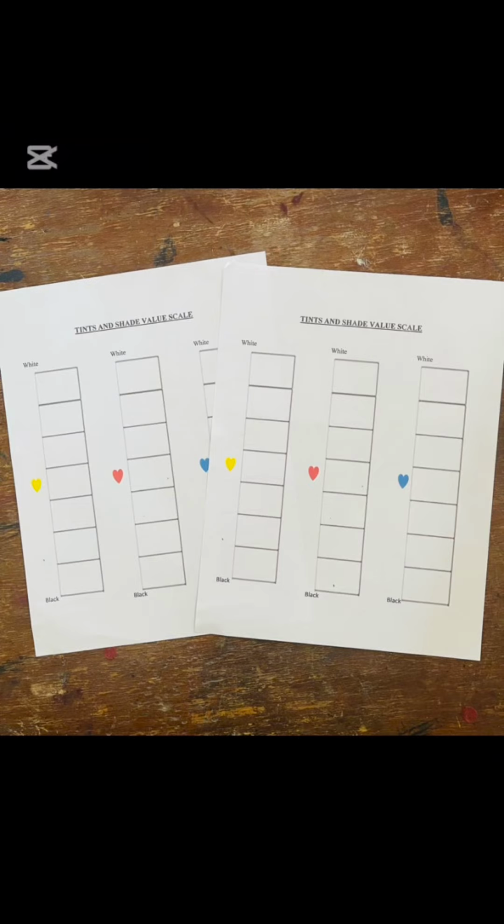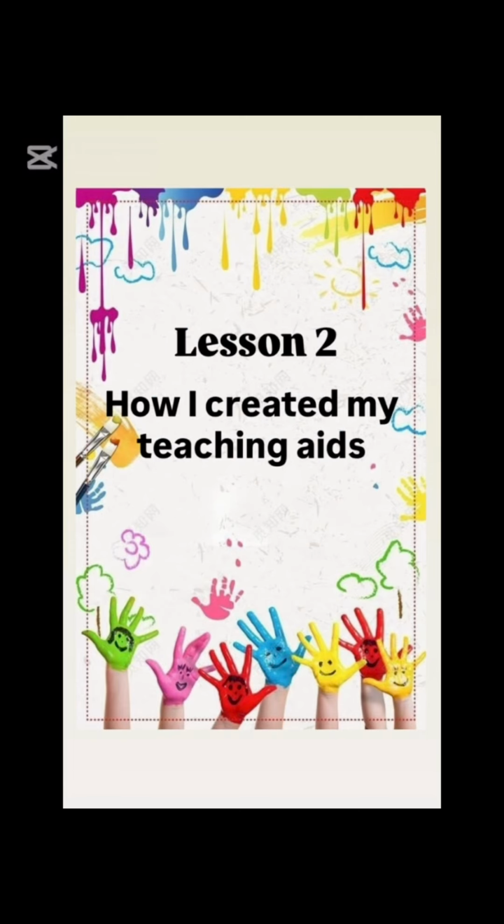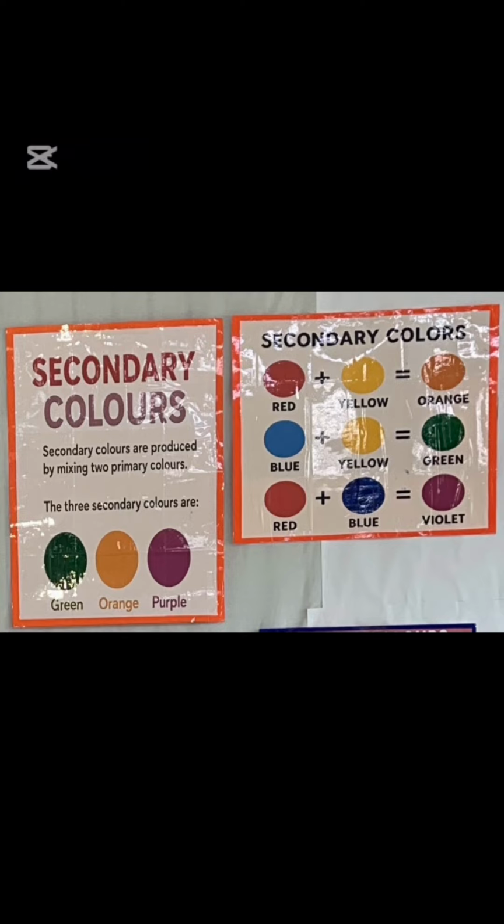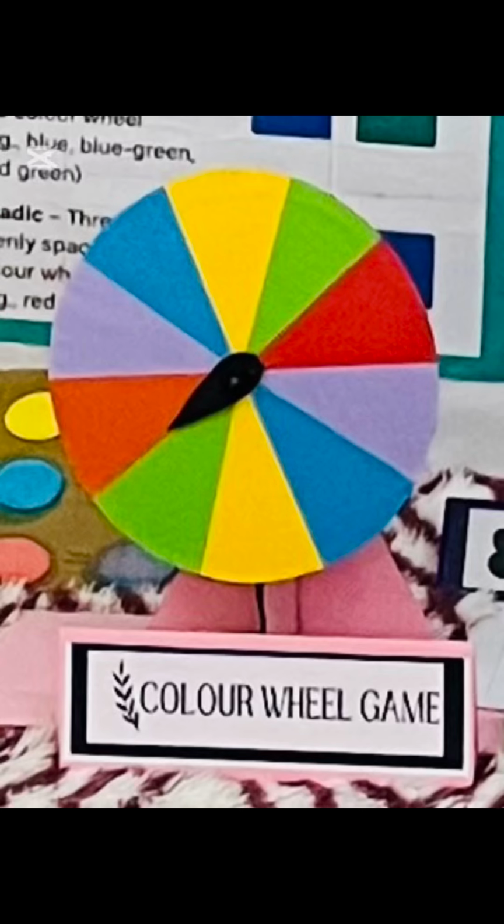showing tints and shades. We will now move on to Lesson 2: how I created my teaching aids. The teaching aids were created in Canvas, then saved and placed in Publisher to be enlarged, printed, and each paper was then glued and pasted on a cardboard and covered with scotch tape. Next, we add a color wheel game on primary and secondary colors.